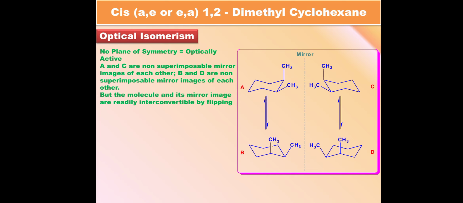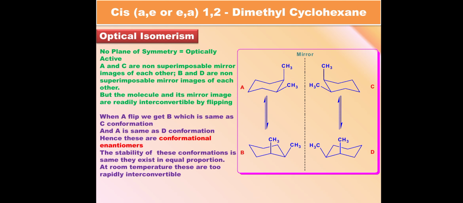But the molecule and its mirror image are readily interconvertible by flipping. That means if you flip A, we get B, which is the same as the C conformation, and A is the same as the D conformation. If you want to realize this, you have to prepare a model of the molecule and then rotate it by 120 degrees along the horizontal axis.